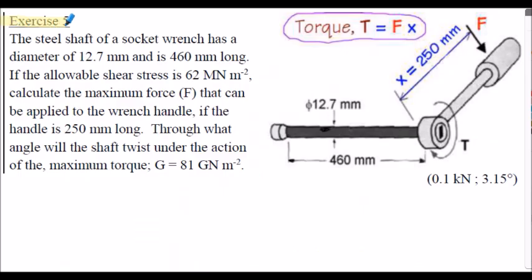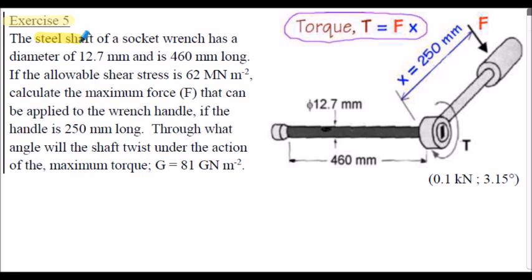Exercise 5. The steel shaft of a socket wrench, shown here in the sketch, has a diameter of 12.7 millimeters, labelled here, and is 460 millimeters long, stated here. If the allowable shear stress is 62 meganewtons per meter squared, we've got to calculate the maximum force, F, that can be applied to the wrench handle.